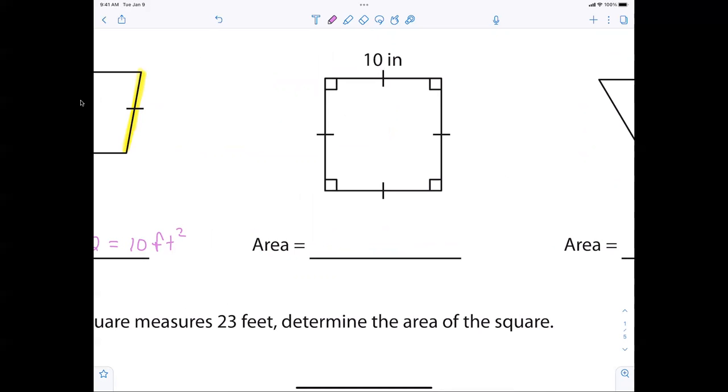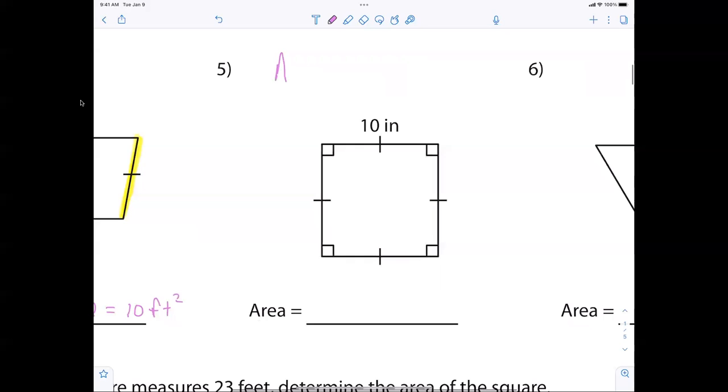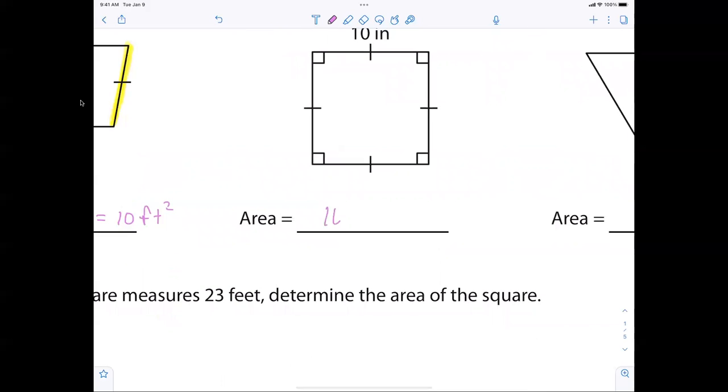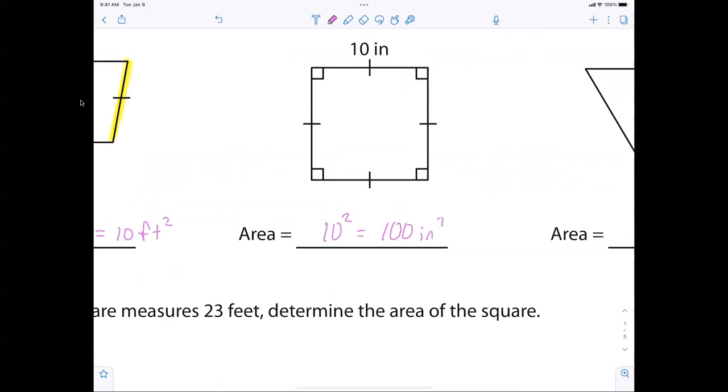But some people prefer to say the area of the square is the side squared. Does it matter if you do side squared or 10 by 10? No, it makes no difference. So the area of this square would be 10 squared, which is what? 100 what? Yeah, 100 inches squared. Now remember, what does that mean? That means there's 100 little square inches in that shape.